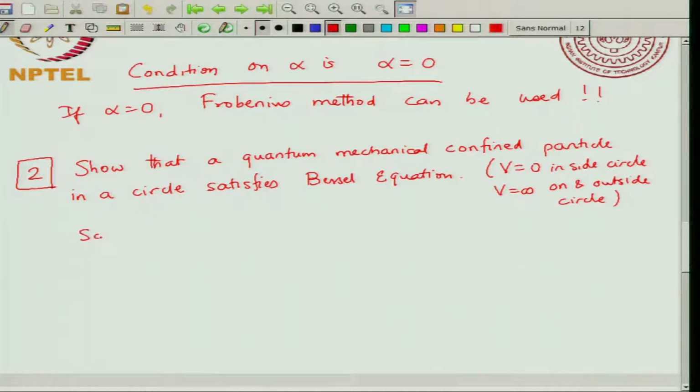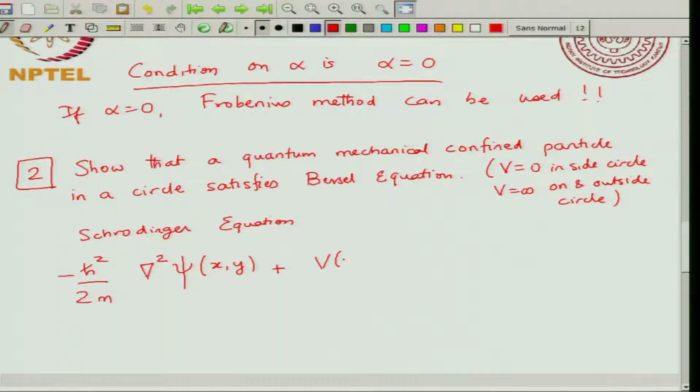So, your Schrodinger equation: now you have minus h bar square by 2m times a Laplacian. I will just write it as del square psi, and psi is a function of x, y. So, I will write this plus V of x y psi of x y is equal to E times psi of x y. So, this is the Schrodinger equation.